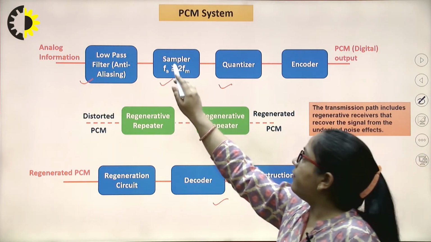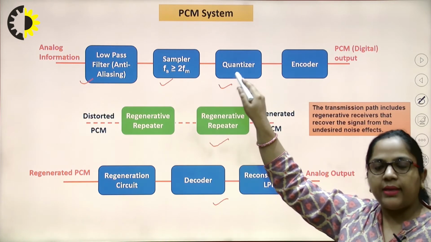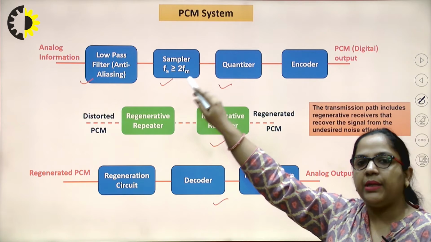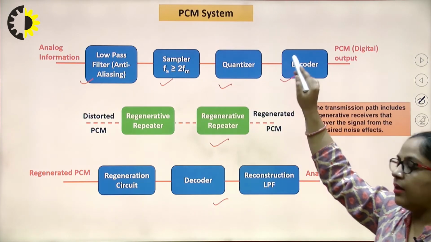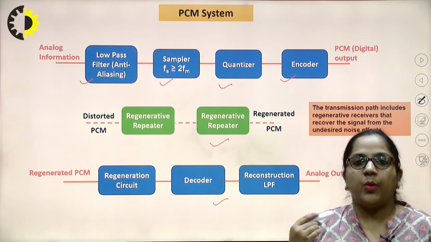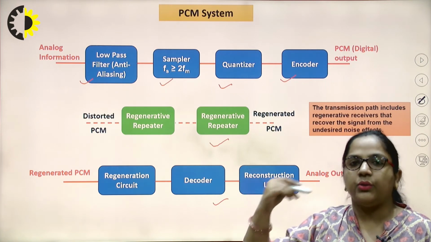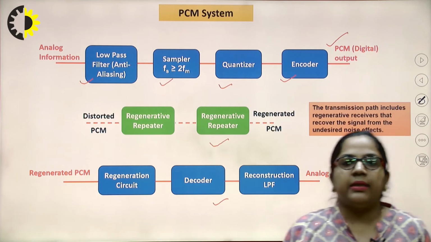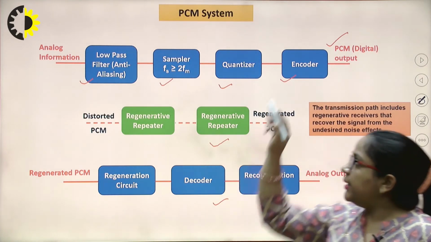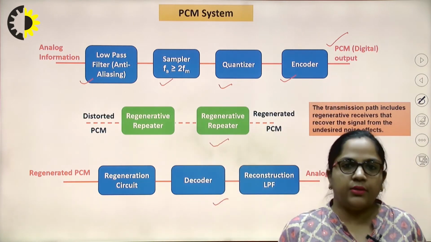Okay. Then after this, we will have a quantizer that will discretize the incoming signal in magnitude axis. Then we will have an encoder that will provide the codes in the form of zeros and ones to each level, and finally we will have the PCM output, that is the digital output. Then this signal will travel through the channel.